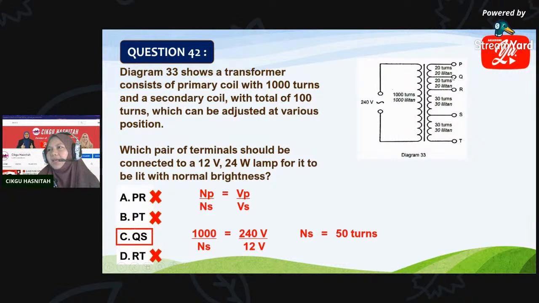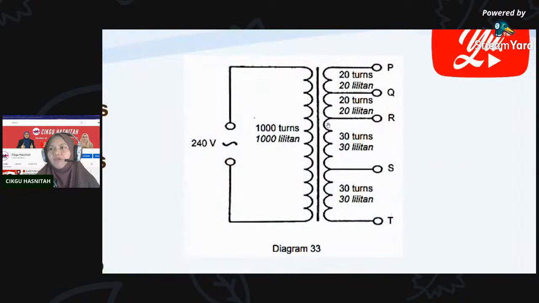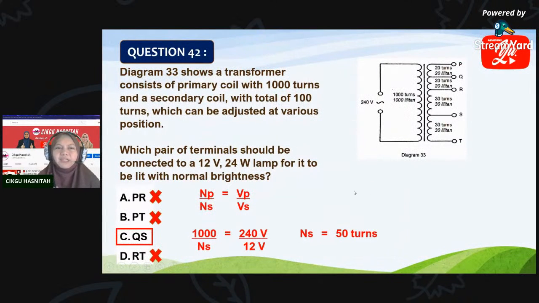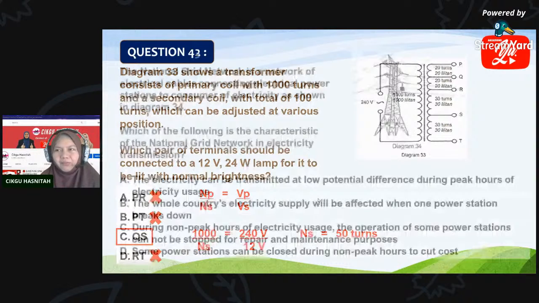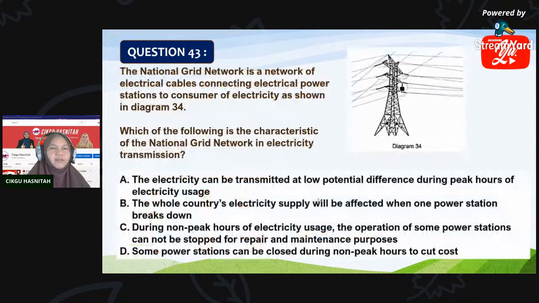Look at QS. QS is 20 turns plus 30 turns, so it will give you a total of 50 turns at the secondary coil. So this is how we determine the suitable pair to be connected to the lamp. All right. Very well. For those who answered C, very good.